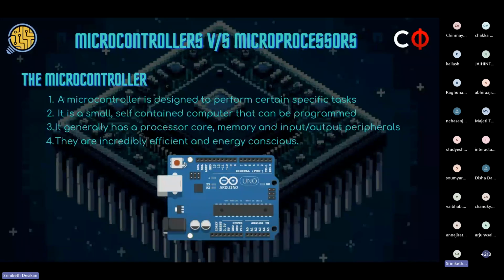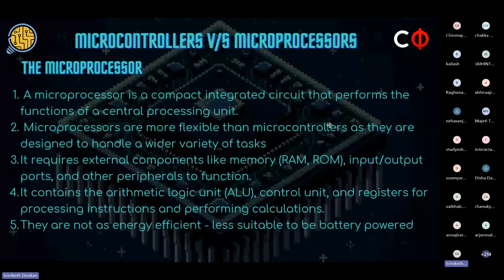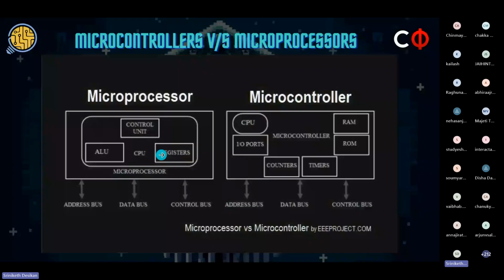Now let's look at a microprocessor. A microprocessor, as I've given here, is an integrated circuit that performs the functions of a central processing unit. What does this mean? All this means is that a microprocessor is much more general-purpose than a microcontroller. A microprocessor can be used for many things, while a microcontroller is designed to be used for a specific use case at a time. So I'll go further, and as we go further, I hope you can understand the differences.